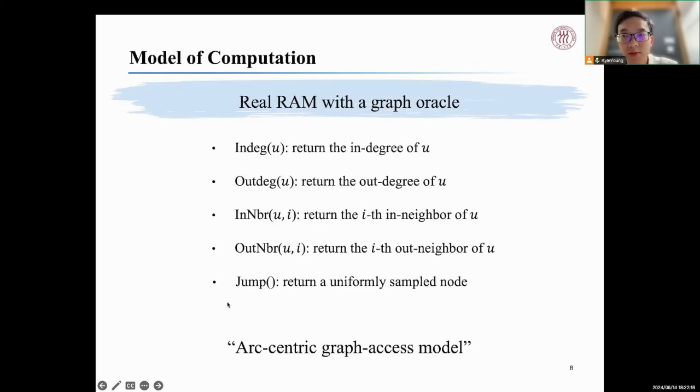Formally, the model of computation under our consideration is the RAM model with access to a graph oracle. Specifically, the graph oracle can help the algorithm to learn at unit cost the in degree or the out degree or a specific in neighbor or a specific out neighbor of a given node on the graph. And also, as mentioned, the oracle also allows a jump query, which returns a uniformly sampled node on the graph. And this also takes unit cost. Following previous works, we call this setting the arc-centric graph access model.